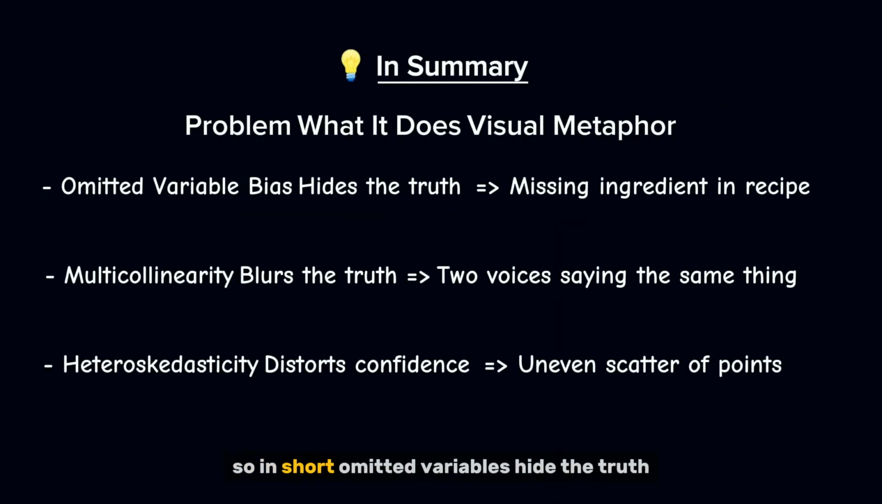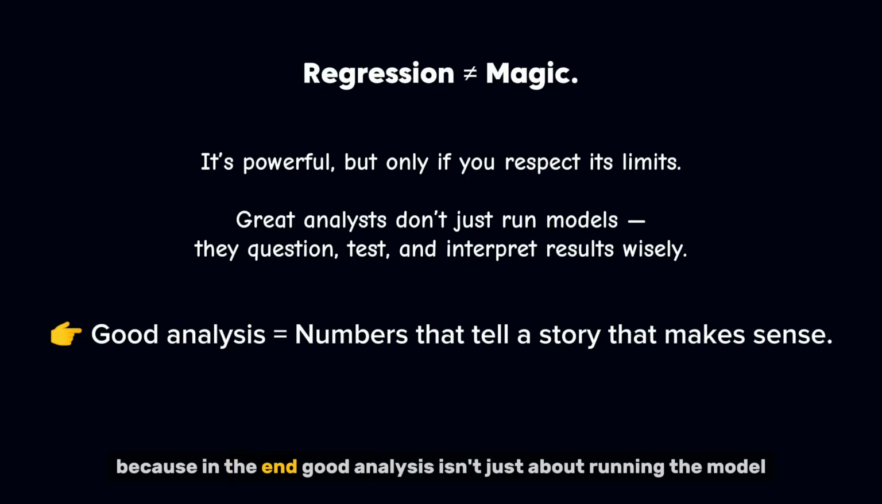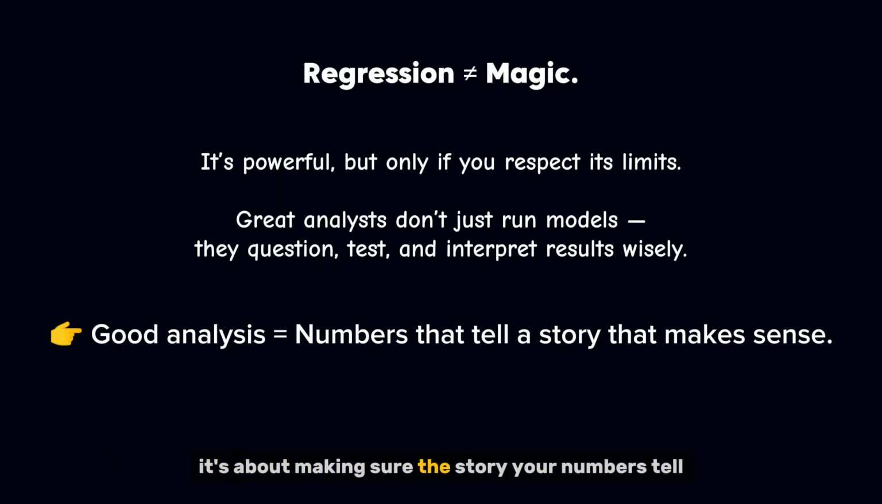So in short, omitted variables hide the truth, multicollinearity blurs it, and heteroskedasticity distorts how confident we are about it. Regression is powerful, but it's not magic. Knowing these pitfalls helps you treat your results with healthy skepticism, not to doubt the data, but to understand it more deeply. Because in the end, good analysis isn't just about running the model. It's about making sure the story your numbers tell actually makes sense.